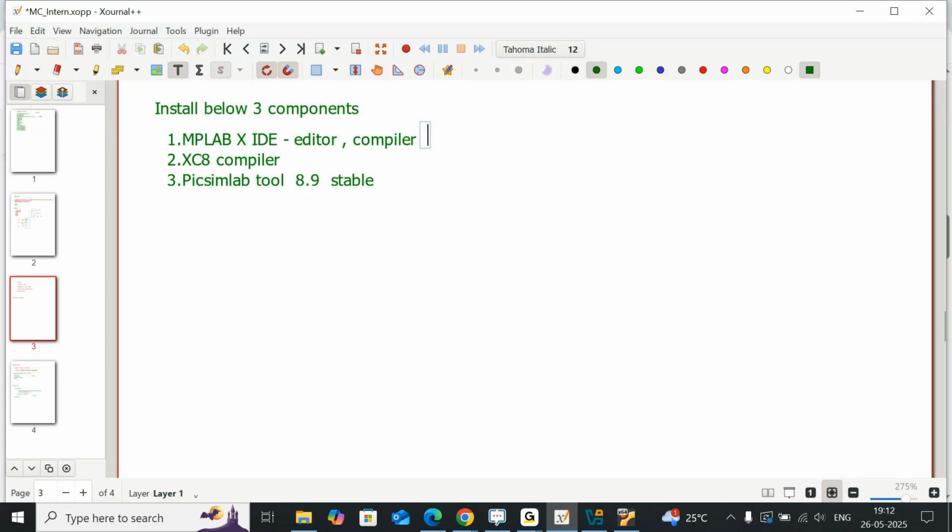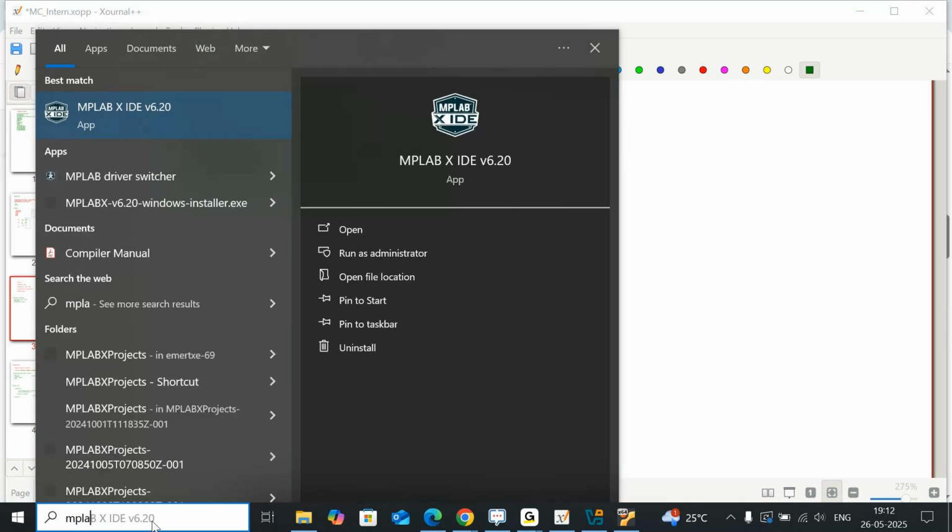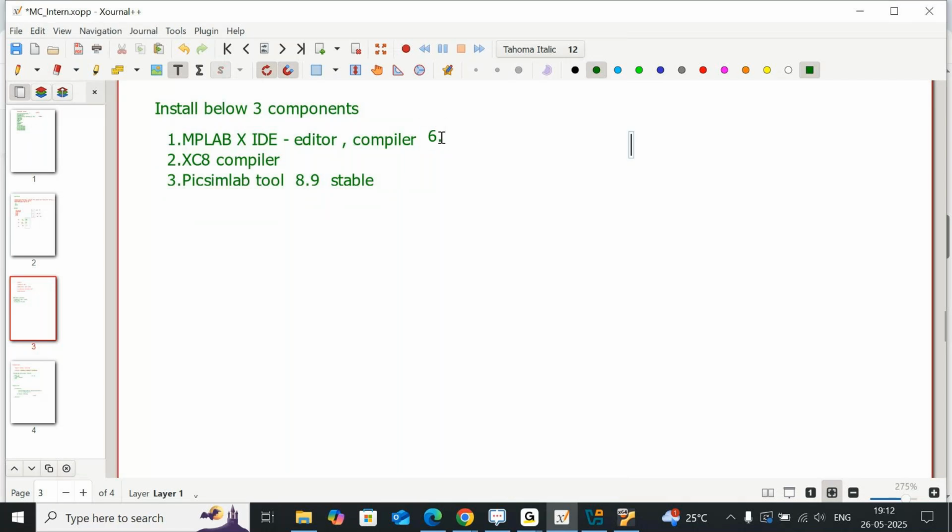And MPLAB X IDE also you can install, 6.35, whatever is latest you can install. Latest version, any 6.x version you can install. I have 6.6.2. Better you install 6.20. This is a stable version. If you have already installed, not a problem. If you're installing, you can install 6.20.